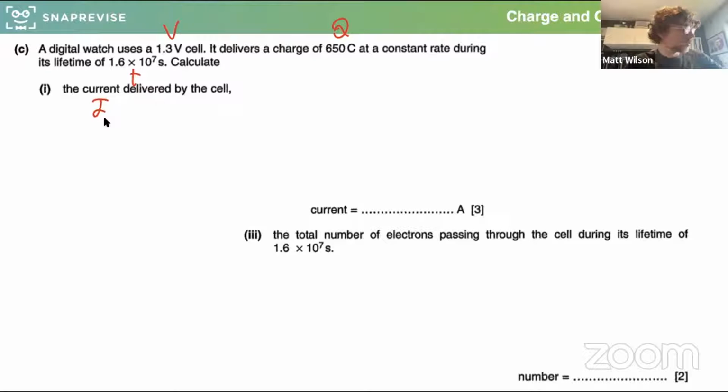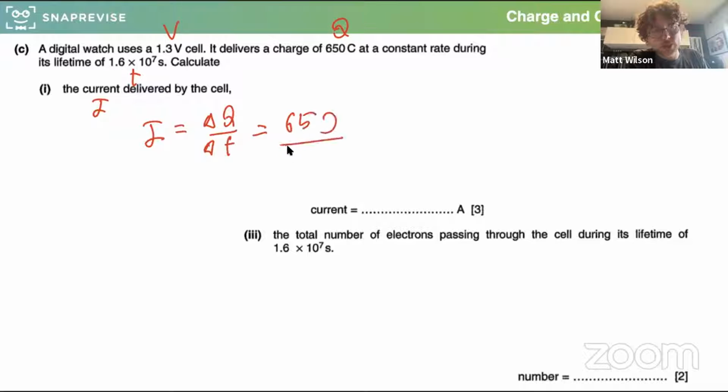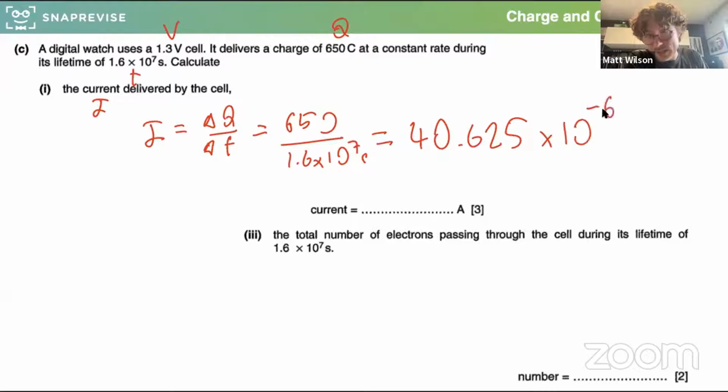Perfect. It's the defining equation for current. It always was going to be. I equals change in Q over change in time. Change in Q is 650 coulombs. The change in time is 1.6 times 10 to the power 7 seconds. Chuck that in a calculator and you'll get 40.625 times 10 to the minus 6. If you look at everything we've been given, it's to 2 significant figures, so let's give our answer to 2 significant figures as well. 2 SF. Perfect. Well done.